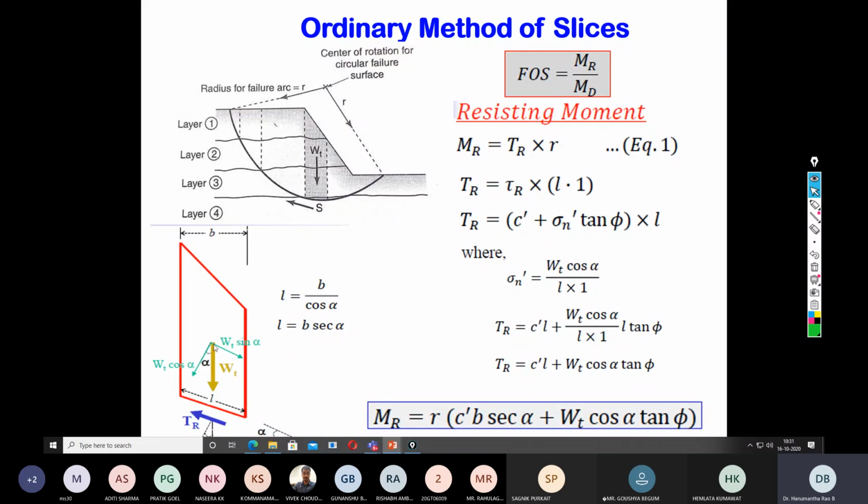Which is nothing but the weight of the soil divided by the area again. So here, if you look at this slice, and if you draw the free body diagram, and if you resolve the forces in the direction of the normal stress and the shear stress, what you will get is Wt cos alpha and Wt sin alpha.